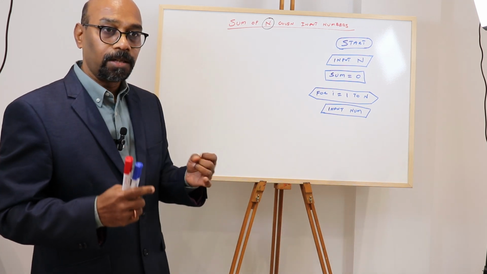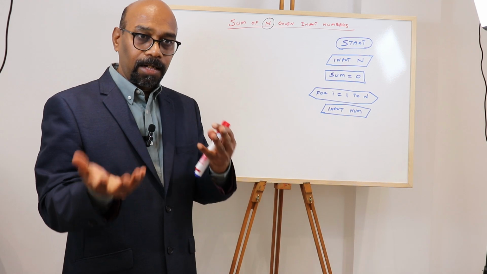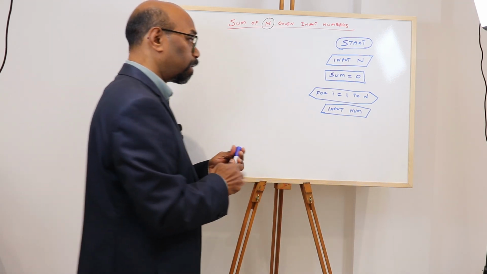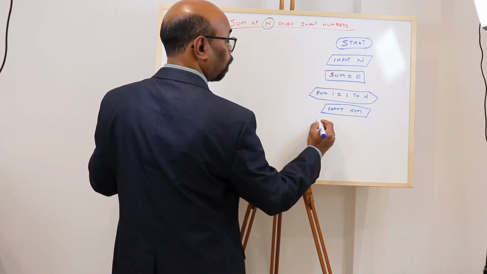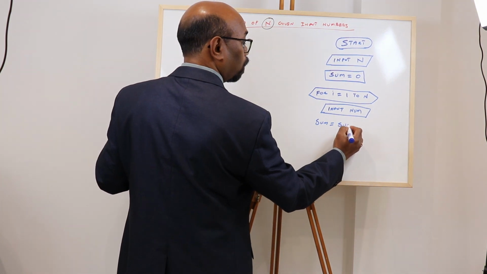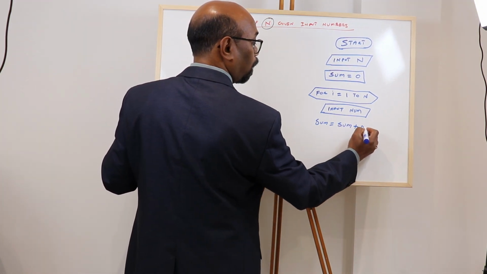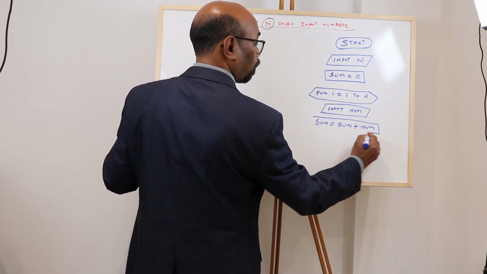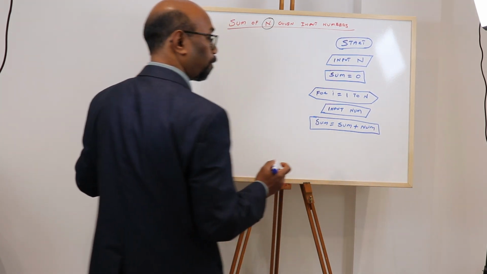What do we need to do next? We need to add this input to our sum and store it into sum. Because this is the initial value, sum equal to sum plus number. This is a calculation, therefore that should be in the rectangle box.